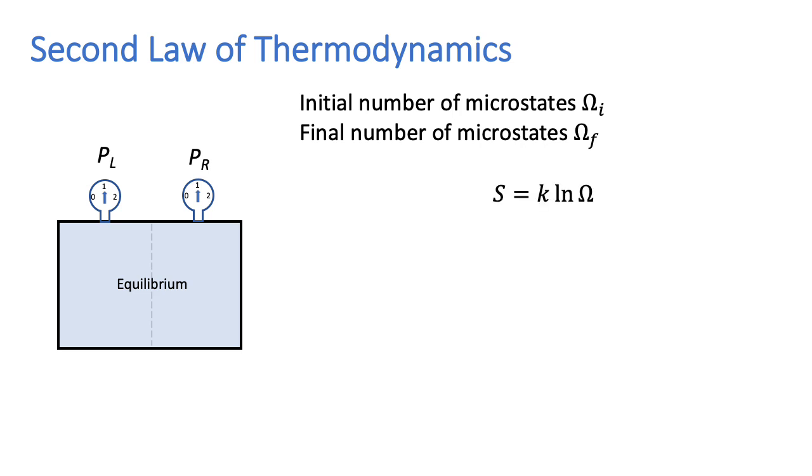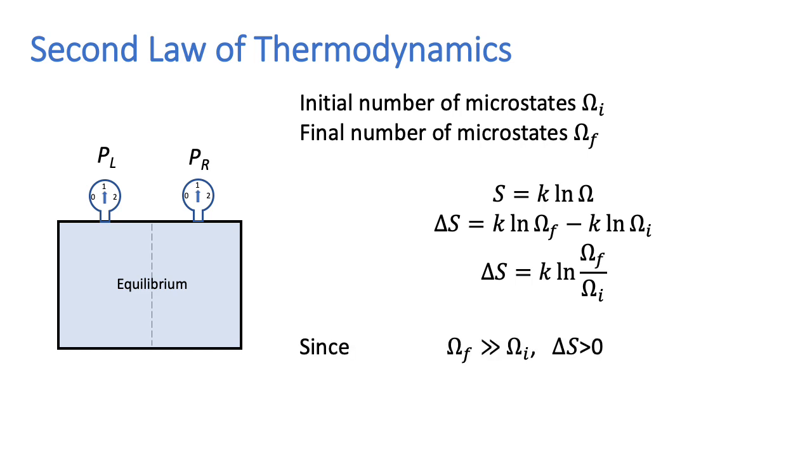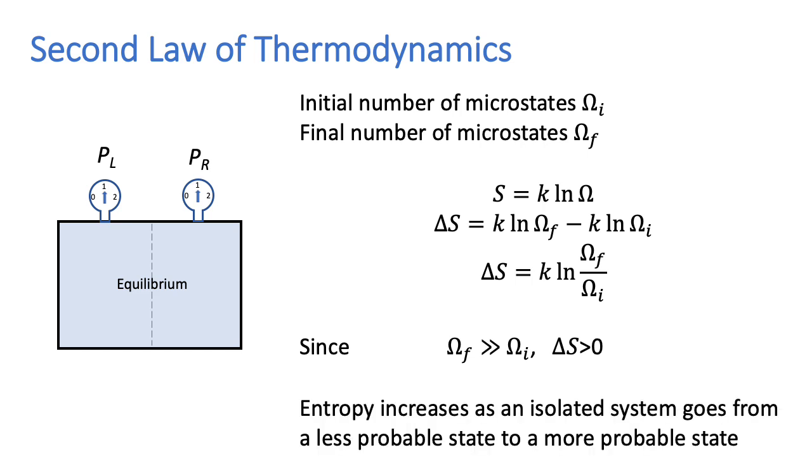If S is equal to K ln of omega, then the change in entropy during this process is K ln of omega F minus K ln of omega I. So we can write delta S as being K ln of omega F divided by omega I. But we know that omega F is much, much greater than omega I, which means that delta S is positive. So this is what we mean when we say that the entropy increases in an isolated system. It increases because the system grows from a less probable state to a much more probable state. The second law of thermodynamics is therefore simply because of the operation of the laws of probability.